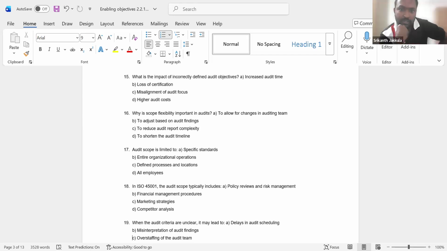So the first, A, also can apply, to allow for changes in auditing, because based on the scope, we can identify the auditors. For example, mechanical background or electrical background. Like that, I'm thinking. I don't know what is the correct answer. But sir, if it cannot be changed, then what does this scope flexibility mean? How can it be flexible? See, the question is sort of not right.